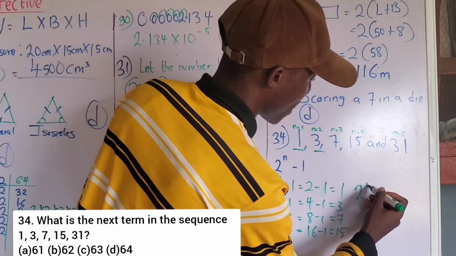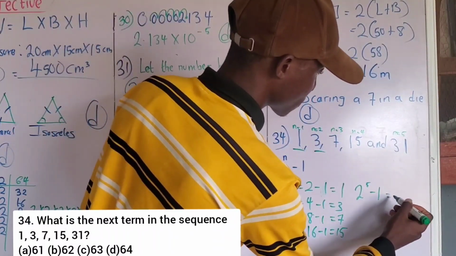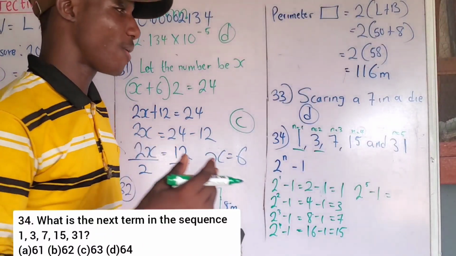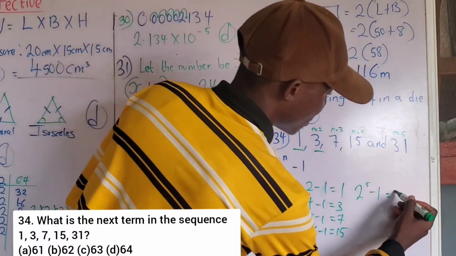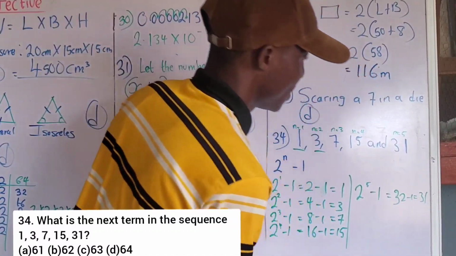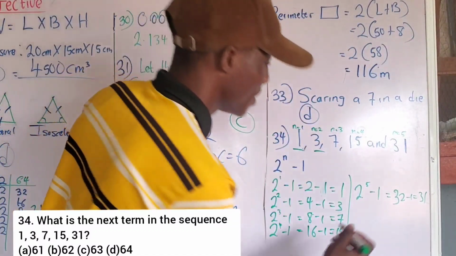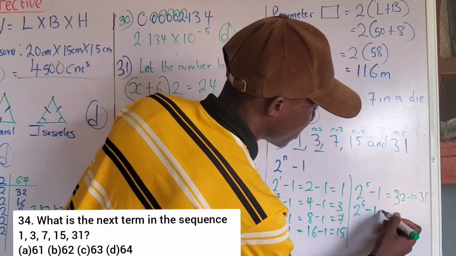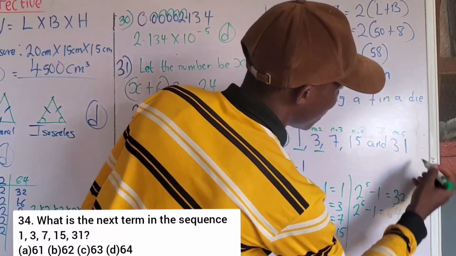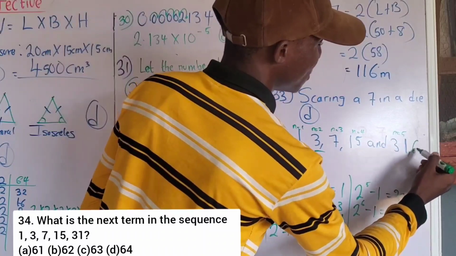Now, for the next one, n is equal to 5. I'm going to have 2 raised to the power of 5 minus 1. 2 raised to the power of 5 is what? That is 32. 32 minus 1 is what? 31. Okay? So the next number will be 2 raised to the power of 6 minus 1. That is 64 minus 1, which is 63. So the next number here will be 63.